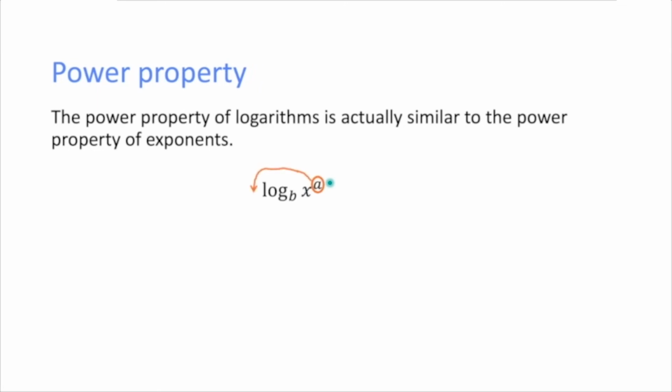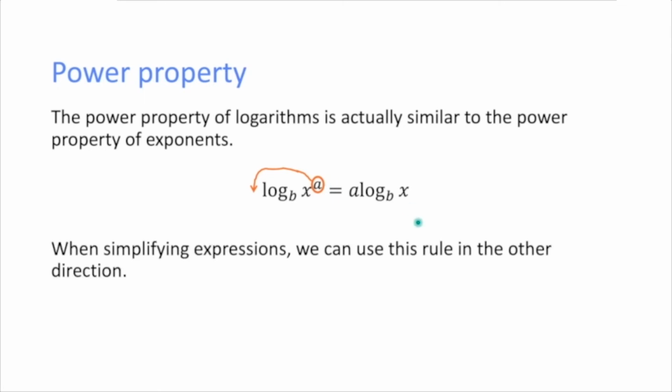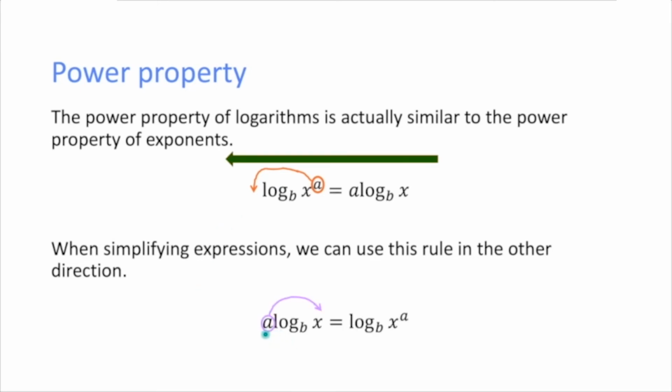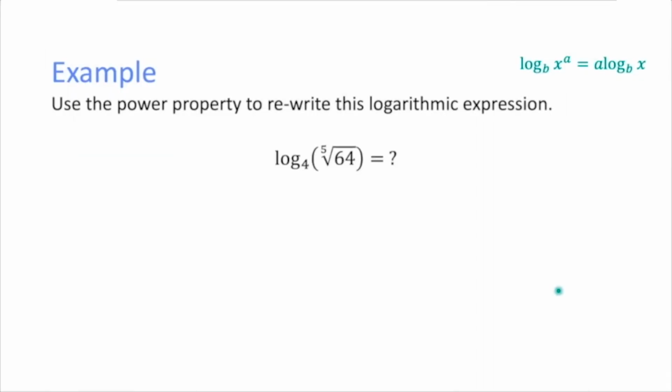Here we have a power, so what we're going to do is multiply. And just like the other two properties, we can also use it in the other direction, which means if we have multiplication outside of a logarithm, we can actually change it so that it becomes a power. Okay, so we now know what the property looks like. Let's use it in a question.